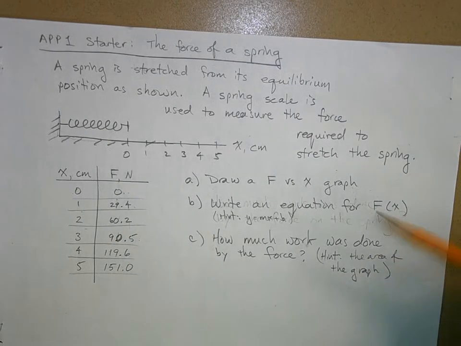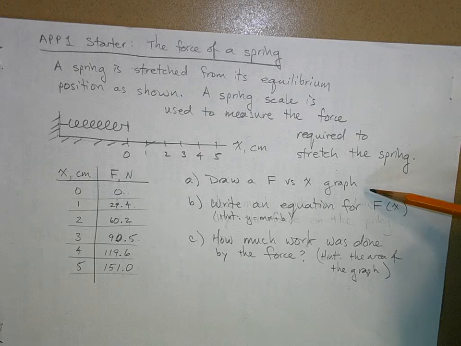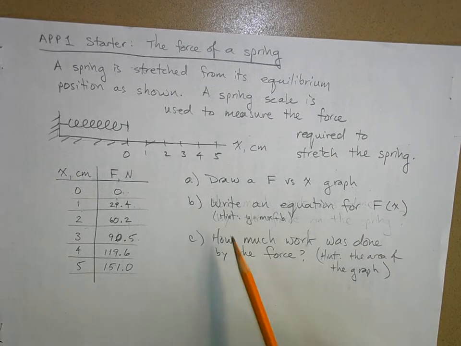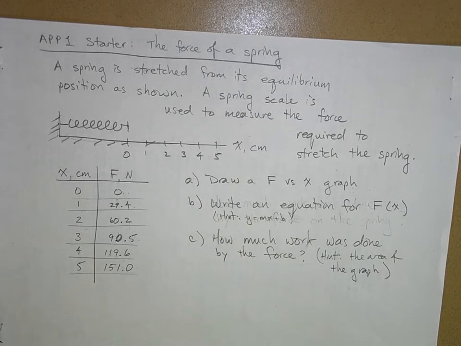So from these data, I want you to draw a force versus position graph. And then from that, I want you to write the equation. And hint, use y equals mx plus b. Now, when you draw a straight line, draw your best fit line through it. Don't just use the data. And then for part C, I want you to calculate how much work was done to stretch that spring. And hint, it's the area of the graph.